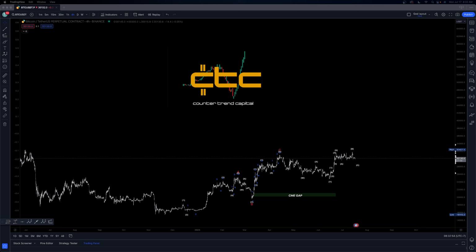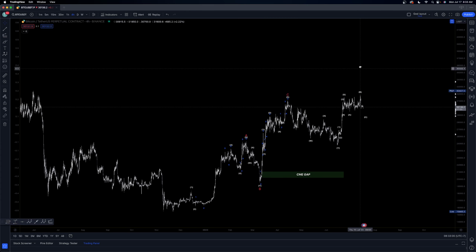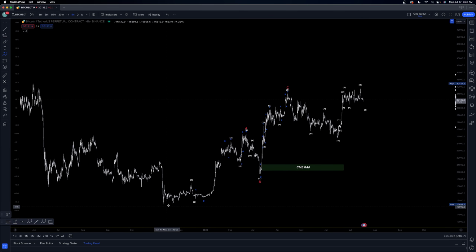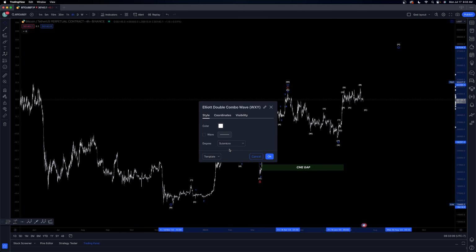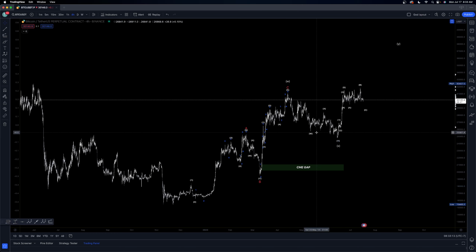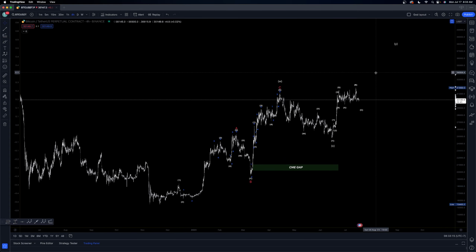Here's our macro count. As you can see, we have the larger ABC here, and then we're switching this to our larger scale WXY that still needs to be developed and finished, right? So besides that, let's look at the smaller time frame.